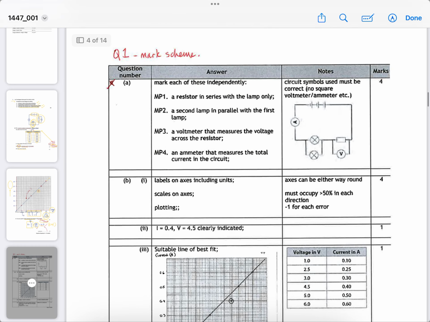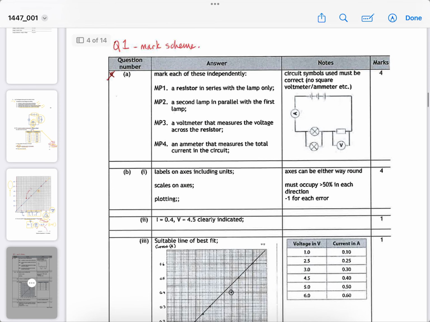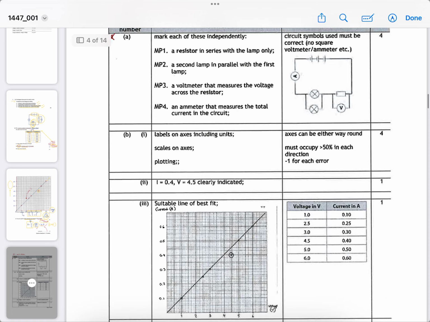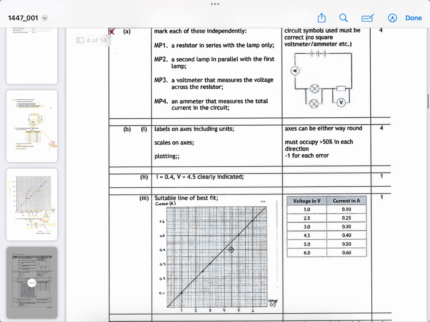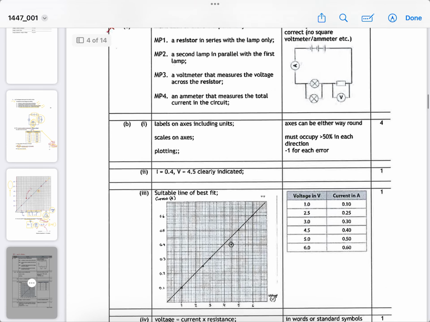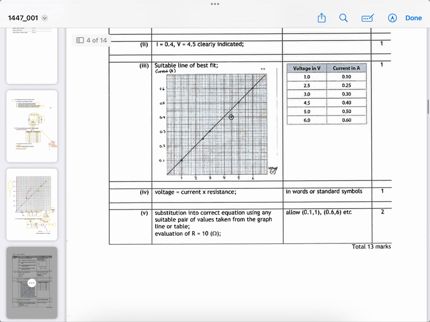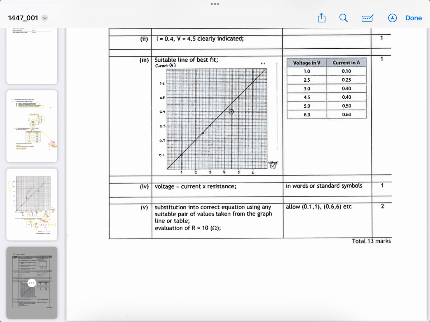Here's the mark scheme for the first question, so it shows you what they'll give marks for, and you can have a look at that by stopping the video and seeing if you've put something different, if you can make sense of it. That will help you. So that's one question done.